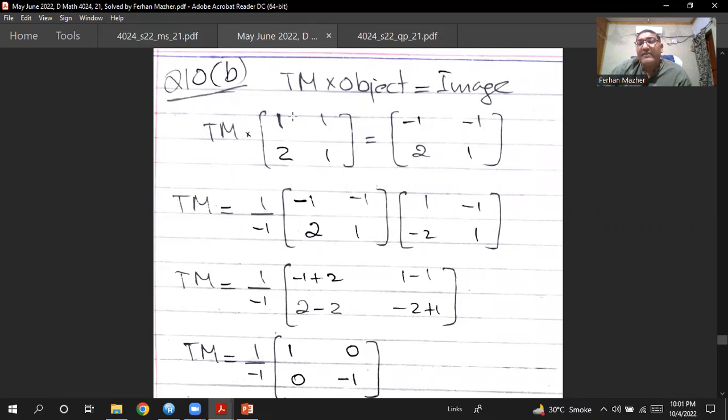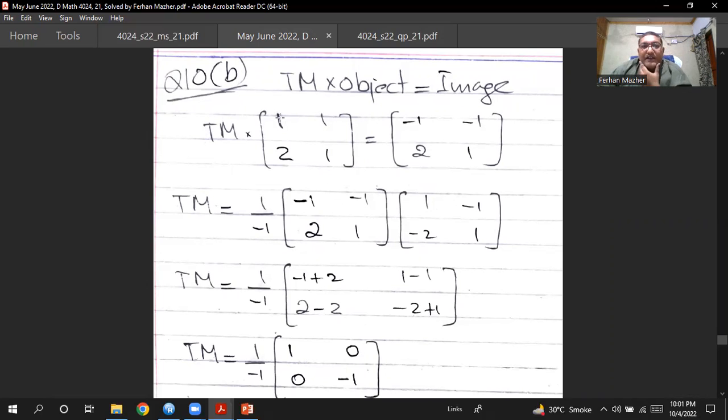So the inverse of any matrix is equal to 1 by the determinant of that matrix multiplied by the adjoint of that matrix. So its determinant will be 1 into 1 is 1, minus 1 into 2, minus 2. So it will be 1 minus 2, and that will be minus 1. So I will write that here, 1 by minus 1. First of all, I will write the image. Then I will write its adjoint.